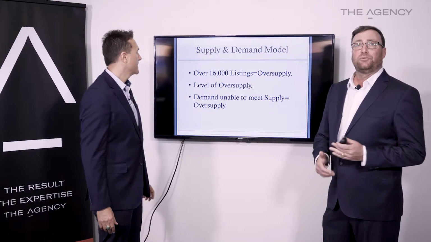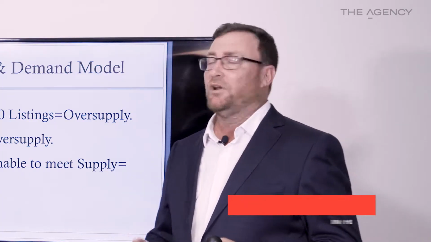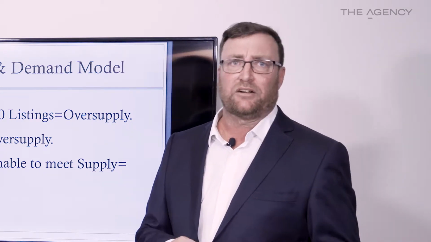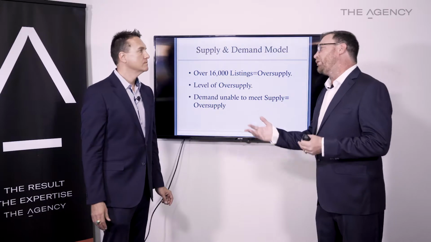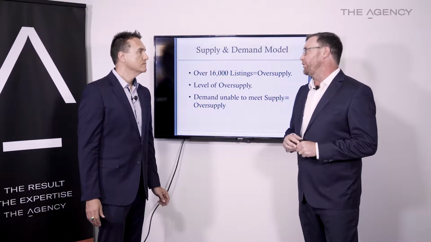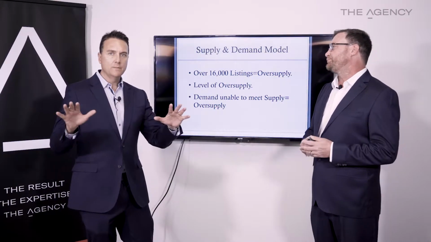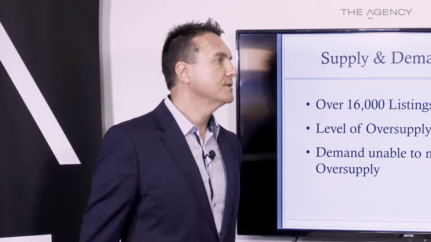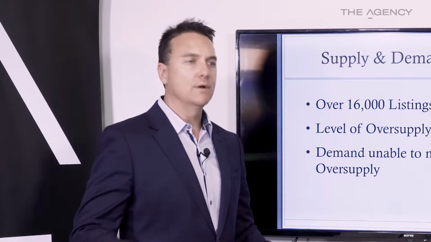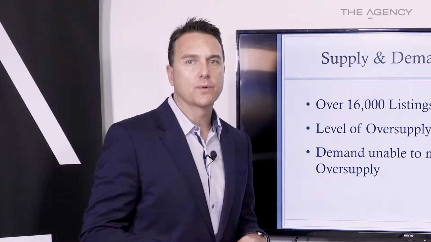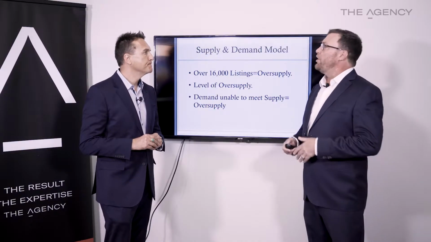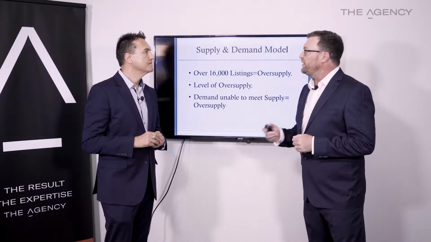Okay, what we're going to do is use a simple supply and demand model to see what's happened to Perth real estate prices. At the moment we have 16,000 listings and it's widely regarded as an oversupply. Mike, what level of oversupply do you think we're at? Well, equilibrium in the Perth market is around 12,000. At the moment, we're obviously 4,000 homes oversupplied, so we're very much still a buyer's market. Okay, so basically our demand is unable to meet our supply.